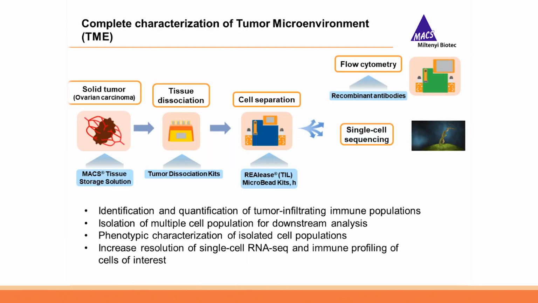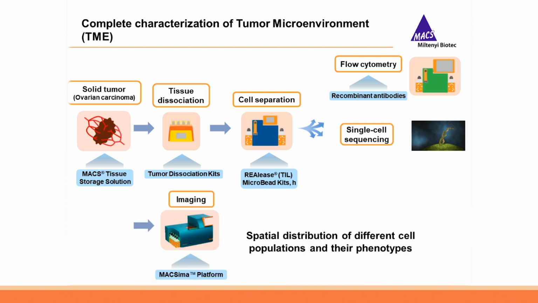With this workflow, we were able to identify and quantify tumor-infiltrating immune populations, isolate multiple cell populations for downstream analysis, characterize phenotypically the isolated populations, and increase the resolution of single-cell RNA-seq and immune profiling of cells of interest. However, in order to completely characterize the tumor microenvironment, it may be useful to assess the spatial distribution of different cell populations and their phenotypes.